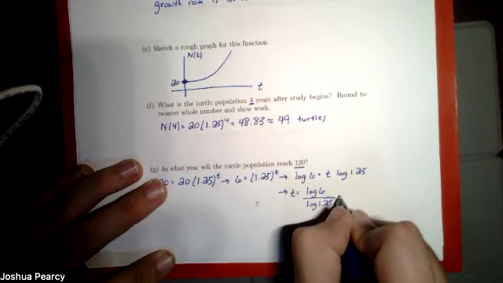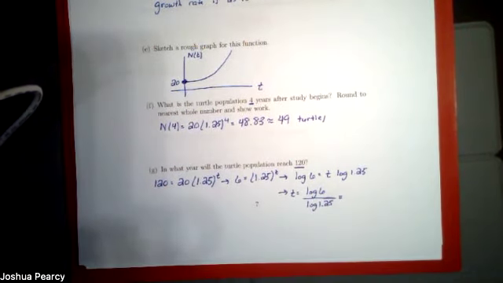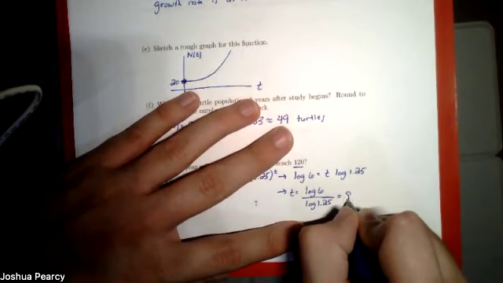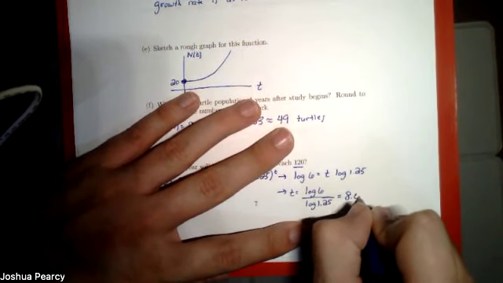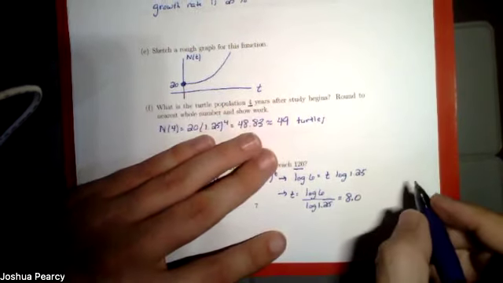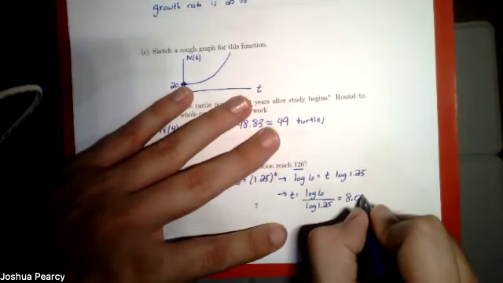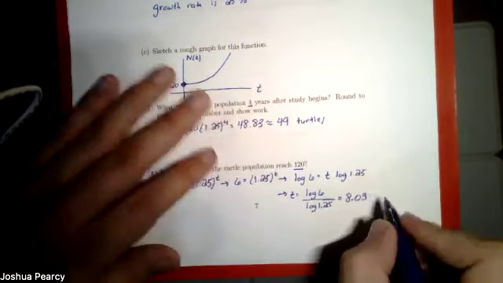So let's see what this ends up being. Plugging this into the calculator, log of 6 divided by log of 1.25 is 8.03 years. It didn't specify how many decimal places here, so I'm just going to go to 2. So I'll say 8.03 years.